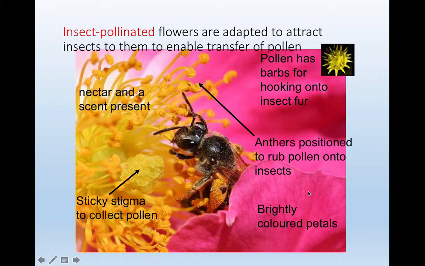Also, the brightly colored petals are there to attract the insects. The sticky stigma then will collect the pollen a little bit later. You can see that in the middle. We'll look at that. So what happens is the stigma here is kind of sticky. So it was attached to the insect, and the insect may rub it off onto the stigma where it gets collected so that it can fertilize.